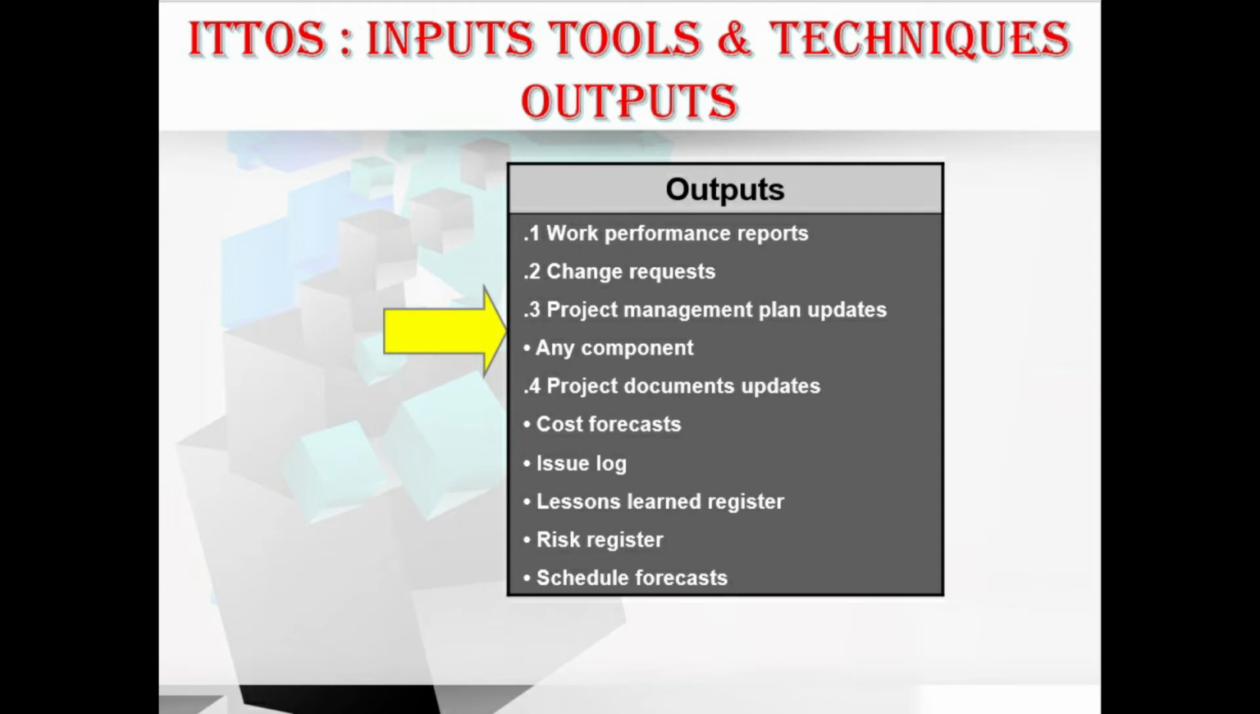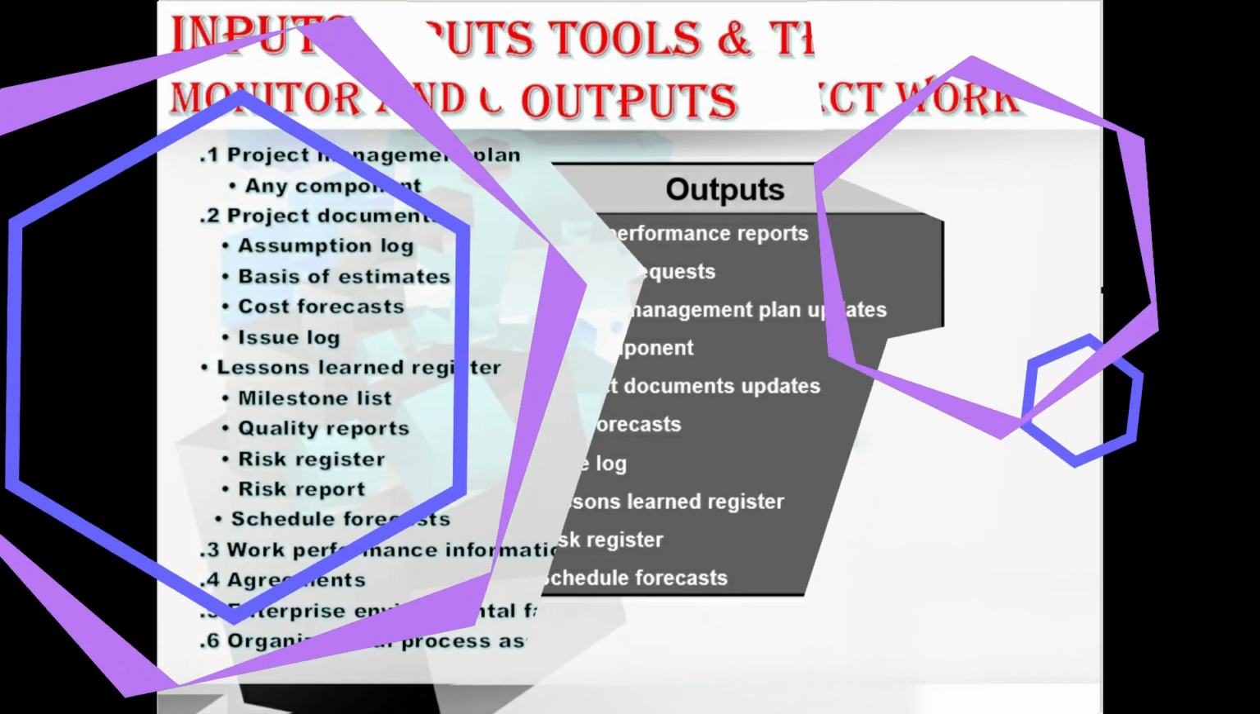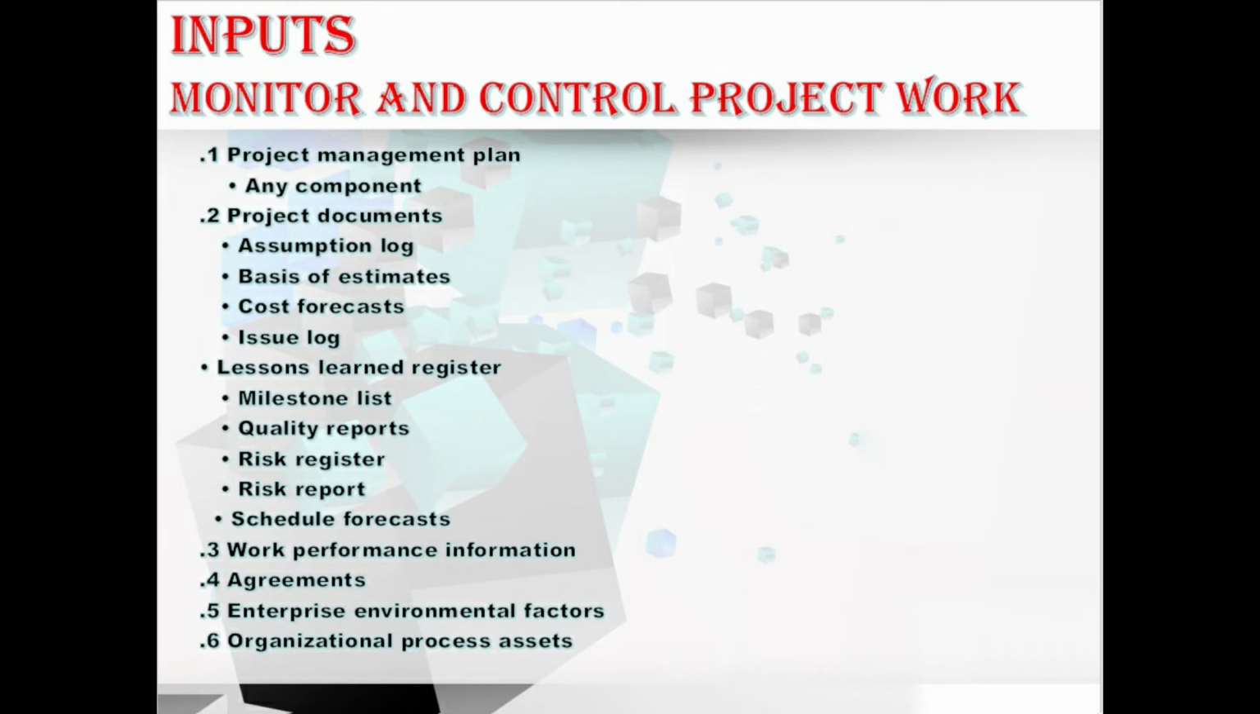Let's discuss its inputs first. In inputs, first we have the project management plan, which contains all the components of the project management plan. Let me explain. Monitoring and controlling the project work involves looking at all the aspects of the project. That is, any component of the project management plan may be an input for this process. Okay, hope you understood about this project management plan input. Let's move to the next input.